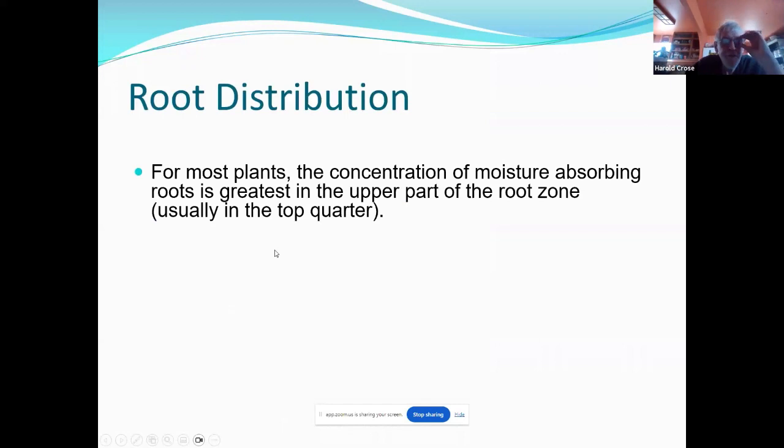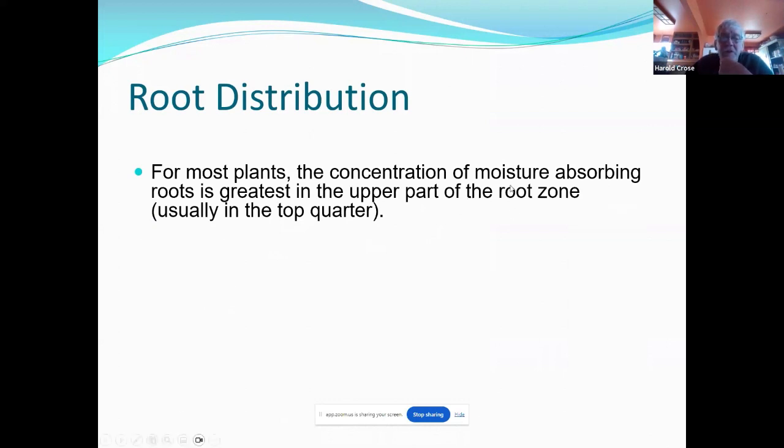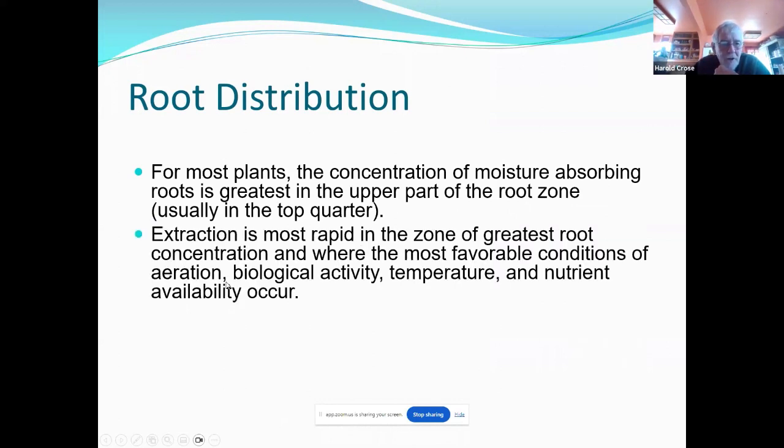Root distribution. For most plants, the concentration of moisture absorbing roots is greatest in the upper part of the root zone. And it's not just, as I mentioned earlier, not just for moisture, but that's where your nutrients are being taken in by the plant as well. So you're really managing that top quarter that I talked about. Back to me telling you things 3 times. Extraction is most rapid in the zone of greatest root concentration and where the most favorable conditions of aeration, biologic activity, temperature, and nutrient availability occur.